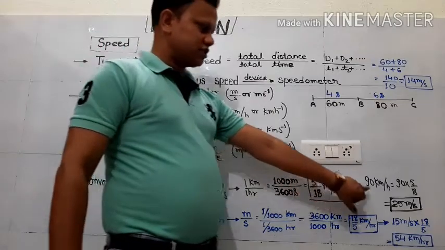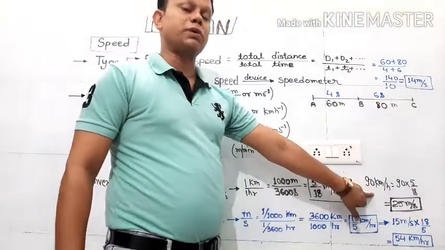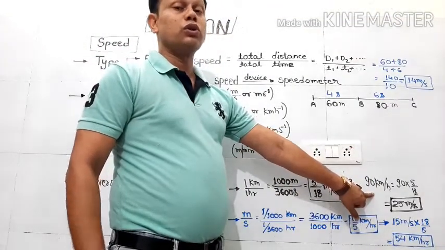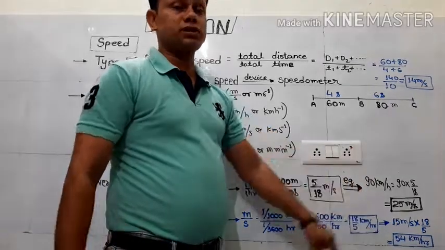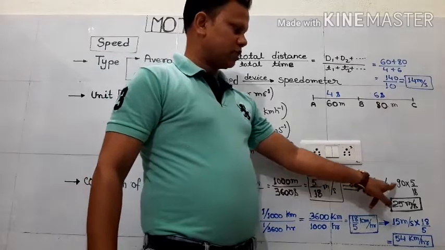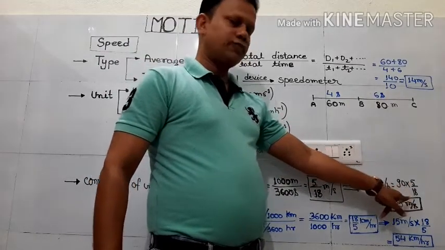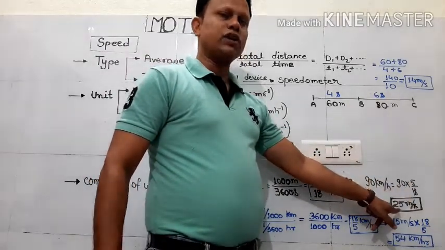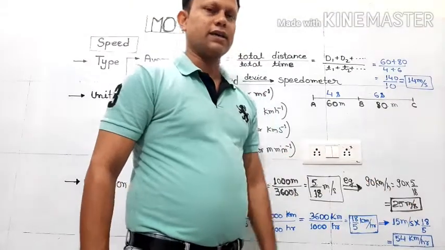For example, a cheetah is running with a speed of 90 kilometer per hour, and we are interested to know its speed in meter per second. Very simple step: this is the conversion factor. 90 kilometer per hour, we can write 90 into 5 by 18. Now we calculate: 25 meter per second.